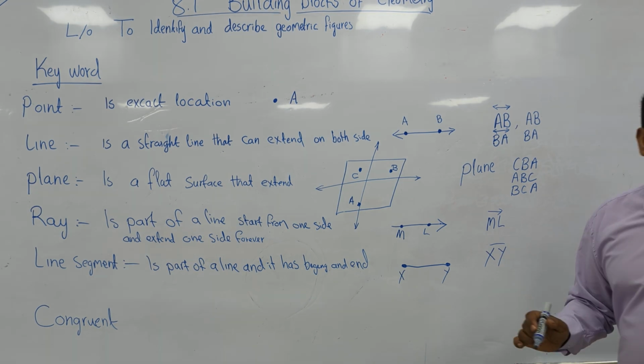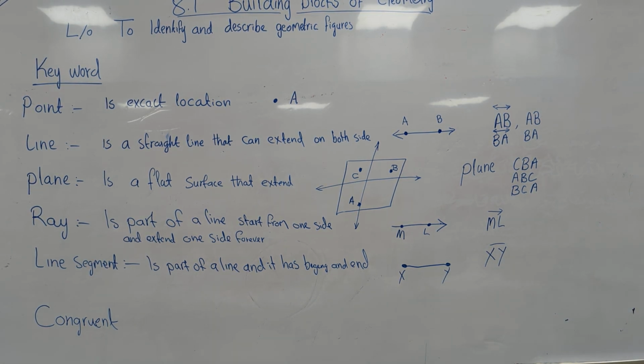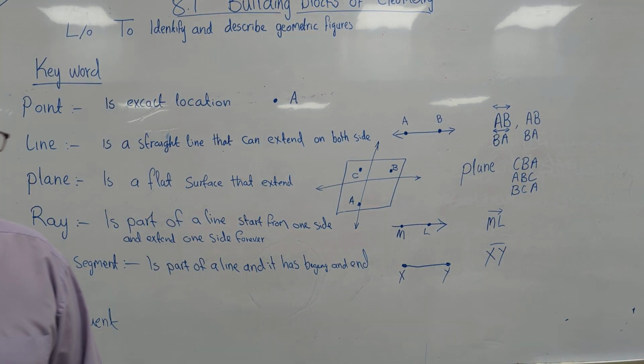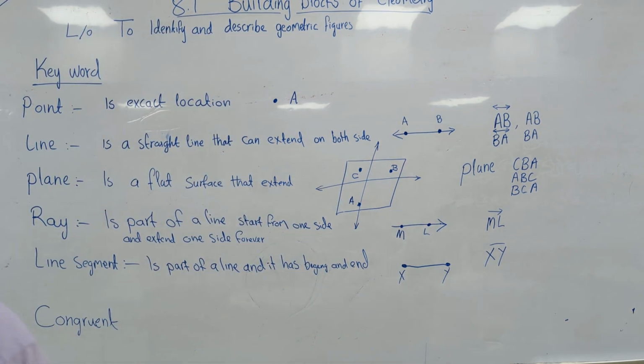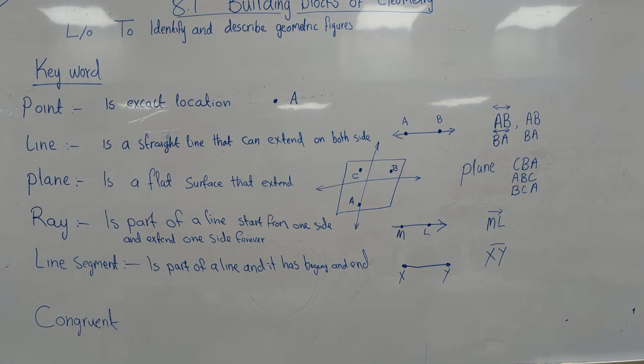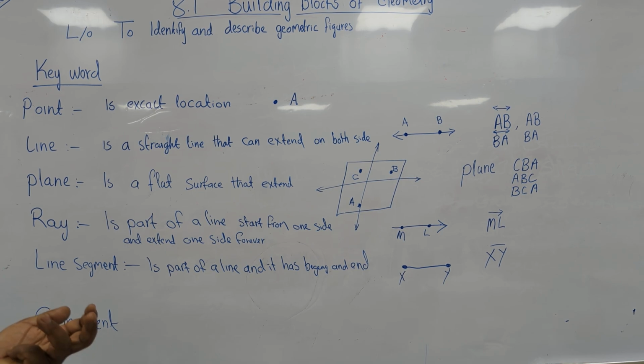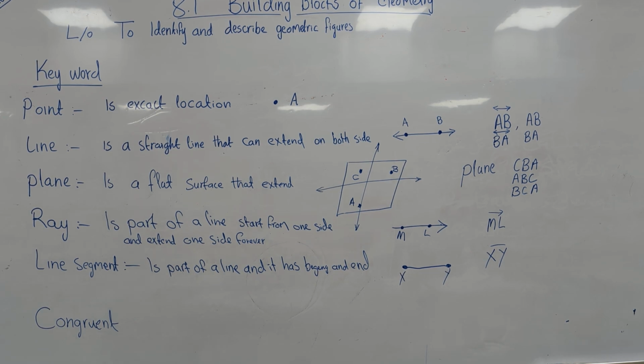So those are the key things that you need to memorize for this lesson. And hopefully, when you memorize, we will know this. Now, last but not least, what is congruent? How do we define congruent? A congruent figure is when they have the same shape and same size. Two figures that have the same shape and size, if they have the same length.